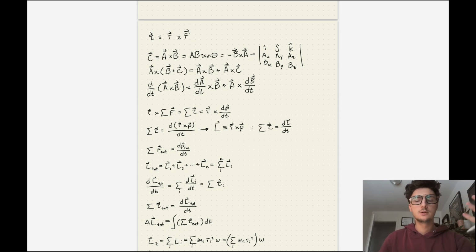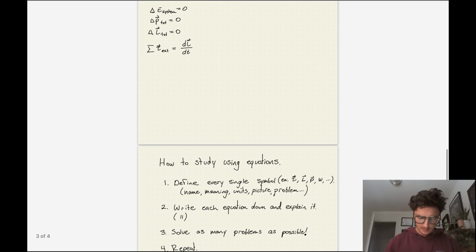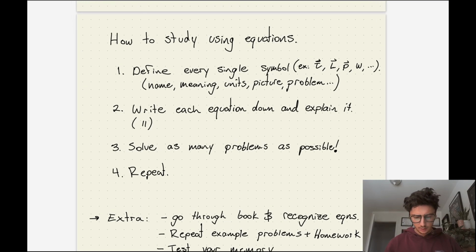Also, if you just learn the physics and don't do the math, you're going to get stuck and unable to solve a problem. So here I've written every single equation, nothing else though, just the equations. Boom, went through the chapter, 15 minutes, wrote down everything. Here are my tips for you guys. How to study using equations.